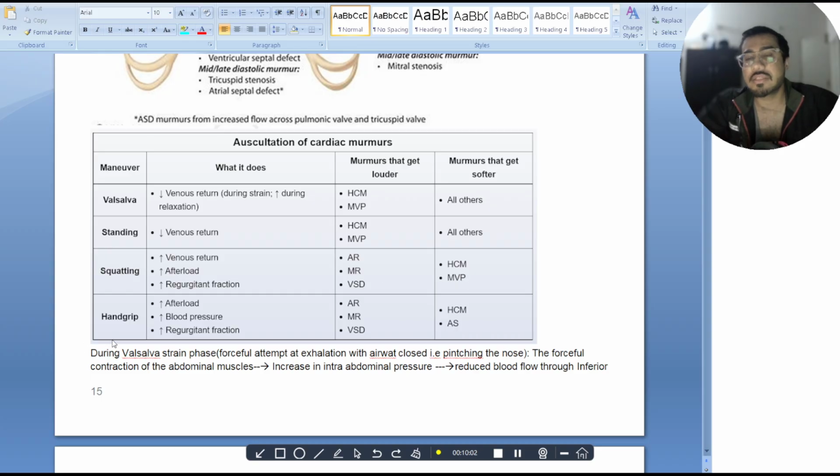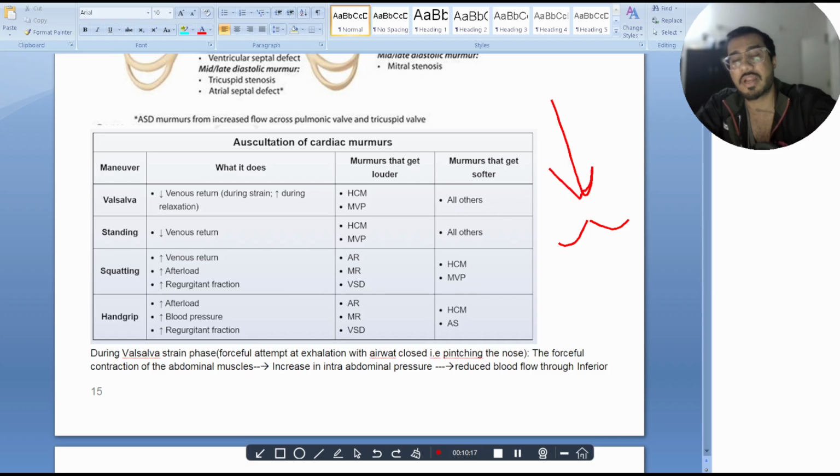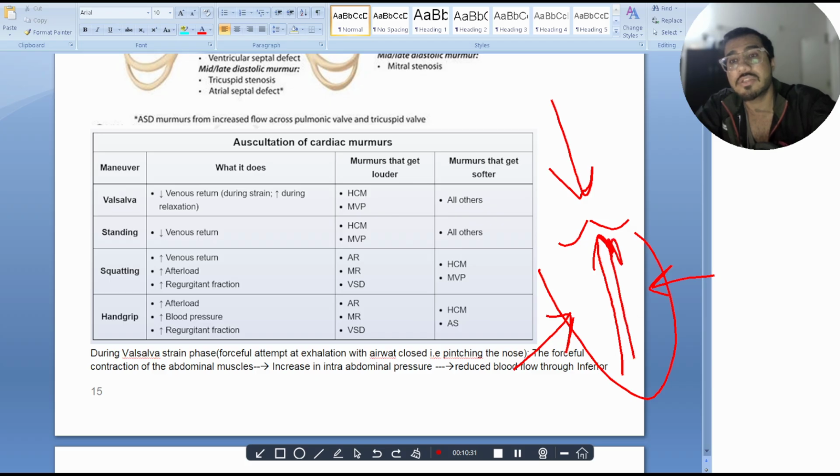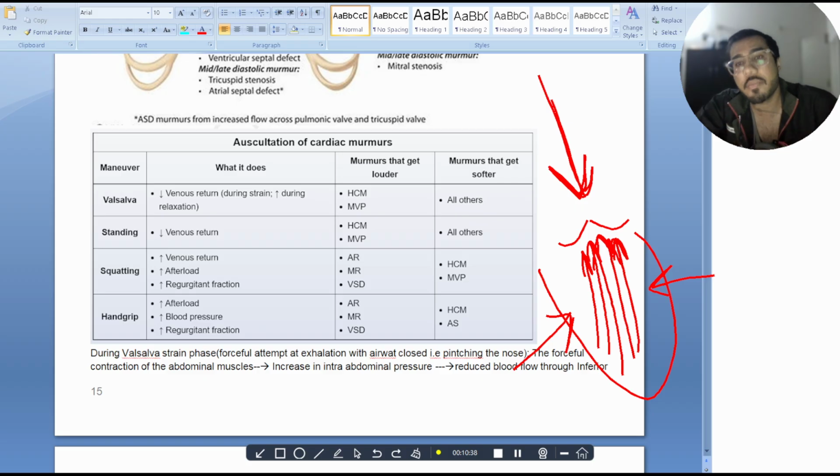Hand grip is going to increase the afterload. So what happens when there is an increase in the afterload? The transvalvular pressure gradient changes. If this is a valve and there is a greater amount of pressure due to increased systemic vascular resistance, when the heart chamber contracts and pumps the blood across the valve, the flow of the blood is not going to be that dramatic and rapid due to greater back pressure from the increased systemic vascular resistance.